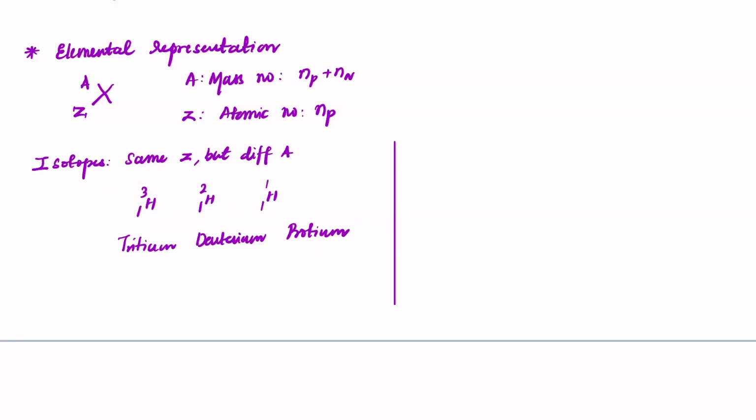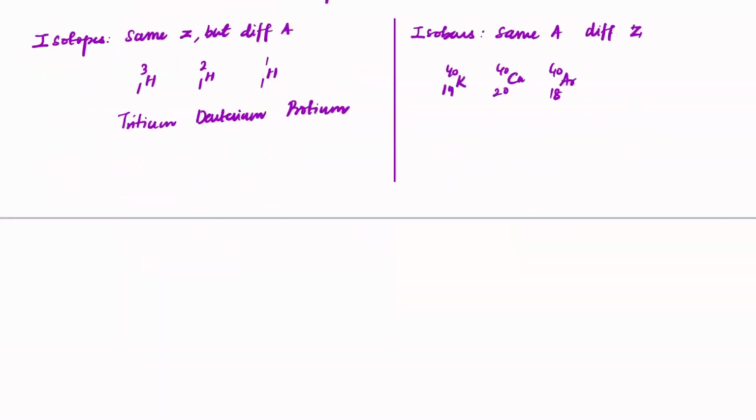The next term we need to understand is isobars. Isobars have the same A value but different Z value. That includes potassium: if you have 40 19, it is one of the isobars. Calcium is 40 20. Argon also has 40 18. So all these three are isobars of each other.